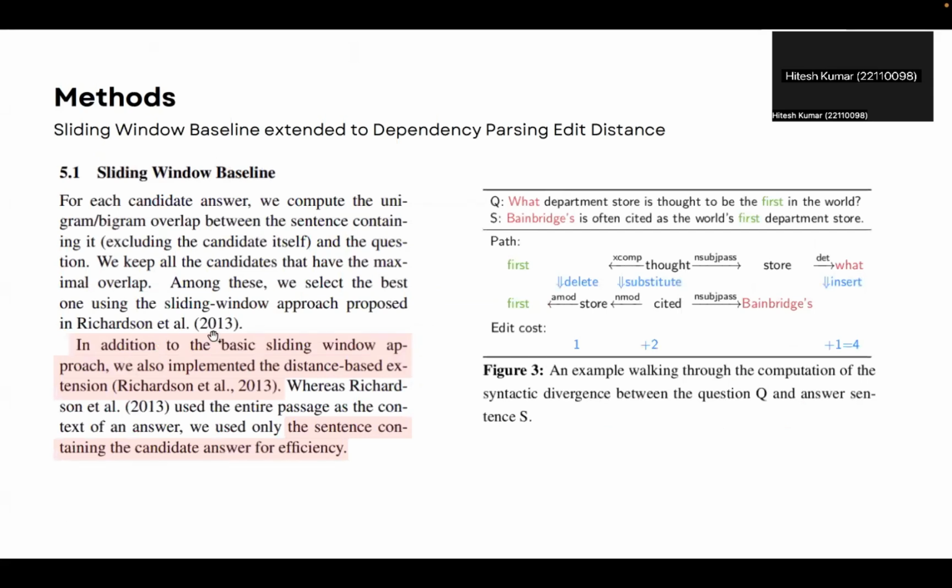To check the difficulty of the data set, they used four models. First was the sliding window approach. Considering the previous k words, we give the model the next particular word that should be predicted, and using this they trained the model. The second approach they selected is the same sliding window but with distance-based extension.